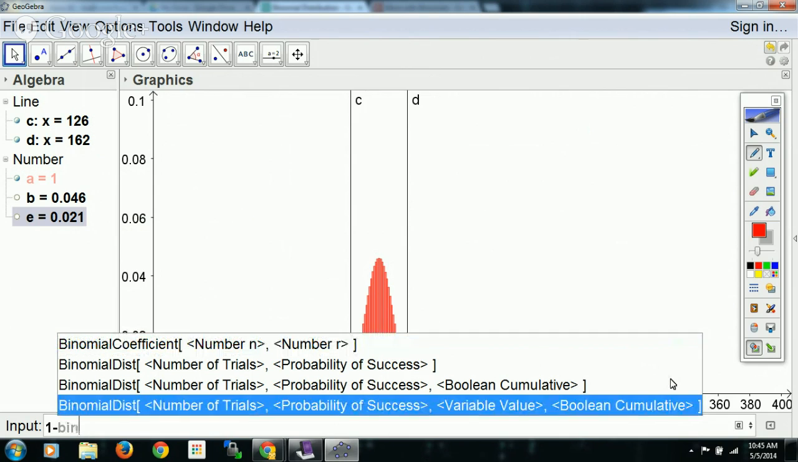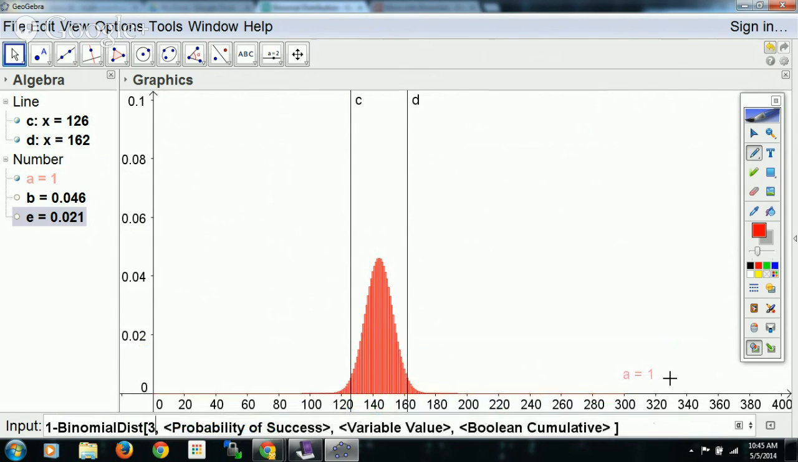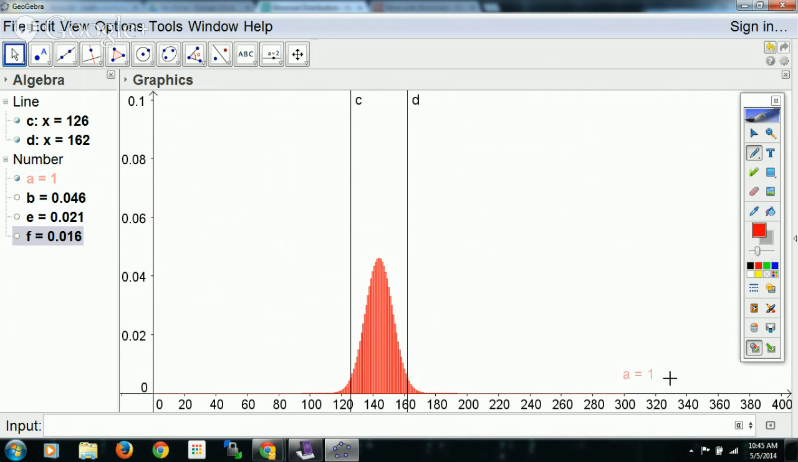So here on the calculator, you would use binomial CDF. Number of trials is 300. Probability of a success is 0.48. Variable value in this case is 162 or higher. And Boolean true. Now on yours, if you use the CDF, you don't need the true. You will just have your particular numbers. Enter. And GeoGebra should give almost the same thing. It's a little bit off. Well, maybe my lens is off.